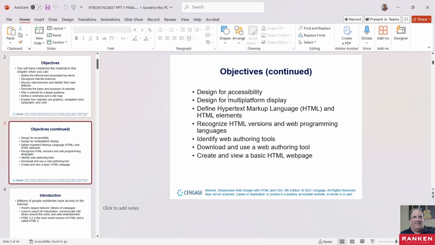Design for accessibility, design for multi-platform display, define the hypertext markup language, which is HTML, and HTML elements, recognize HTML versions and web programming languages, identify web authoring tools, download and use a web authoring tool, create and view a basic HTML page.